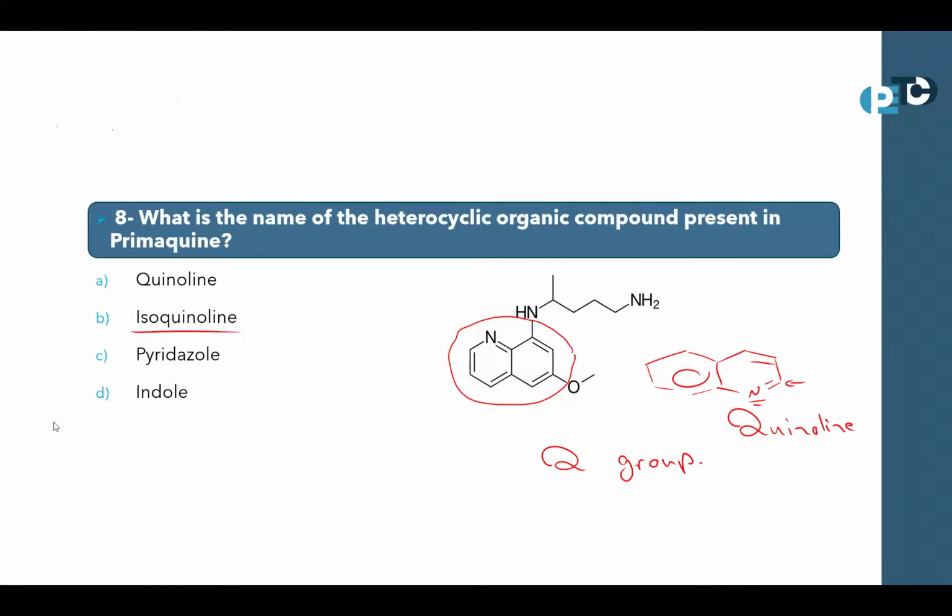Why Q group? All drugs containing quinoline ring, like quinine, quinidine, chloroquine, primaquine, plus quinolone antibiotics, ciprofloxacin, levofloxacin, moxifloxacin, all of them will lead to one important side effect, which is QT prolongation. Okay, therefore I call it Q group.